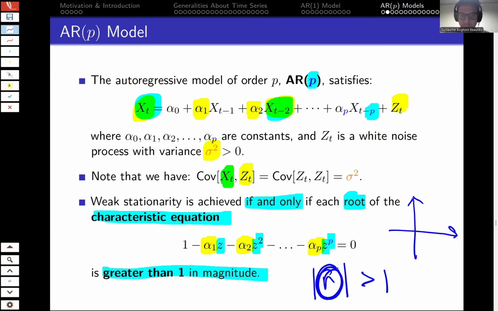If we call one of the roots, one of the solutions to this equation, R, it could be complex. If we place, as usual, the reals here and the complex numbers here, you could have a solution R here, but then you need to check that the norm of your solution R is bigger than 1 in absolute value.